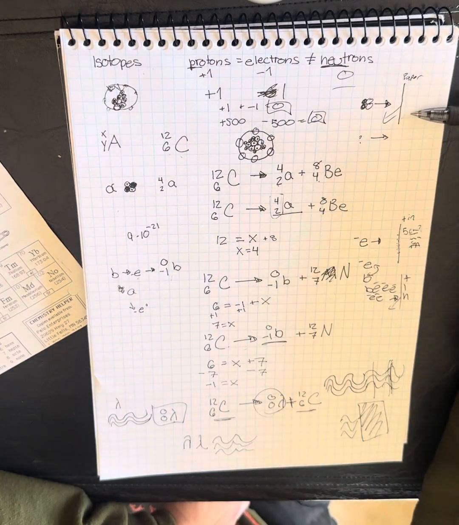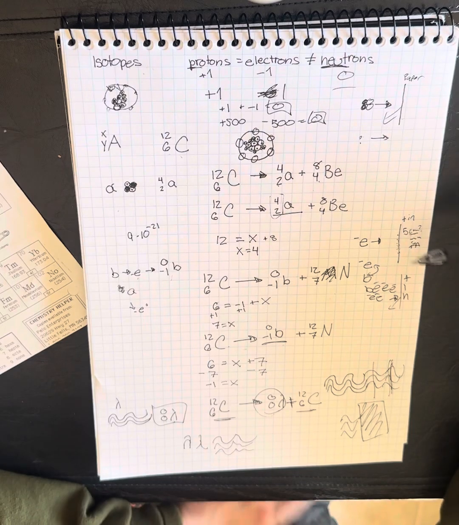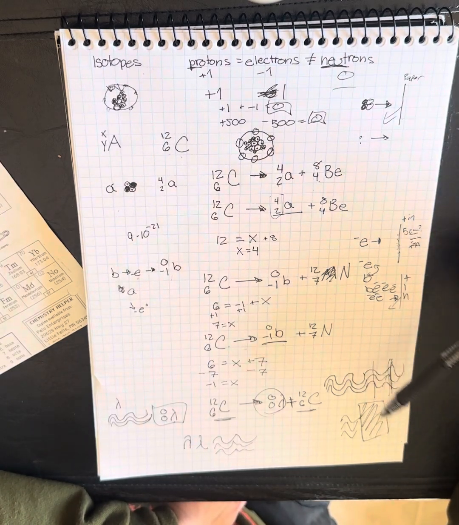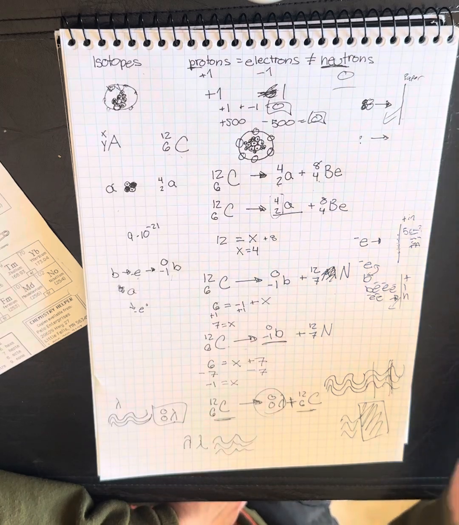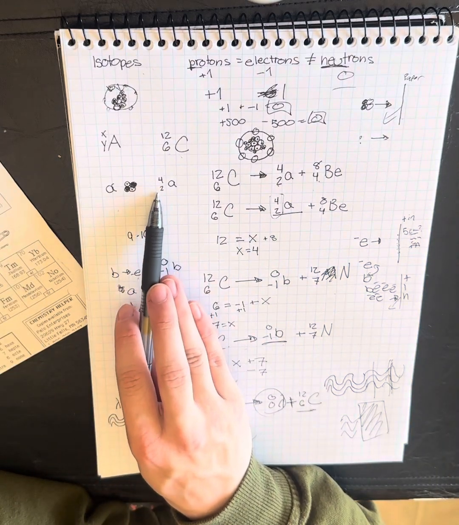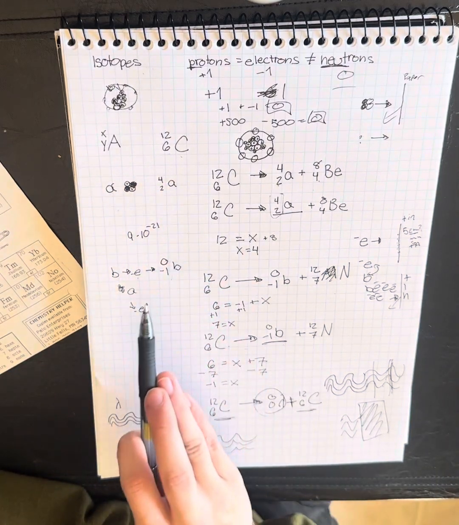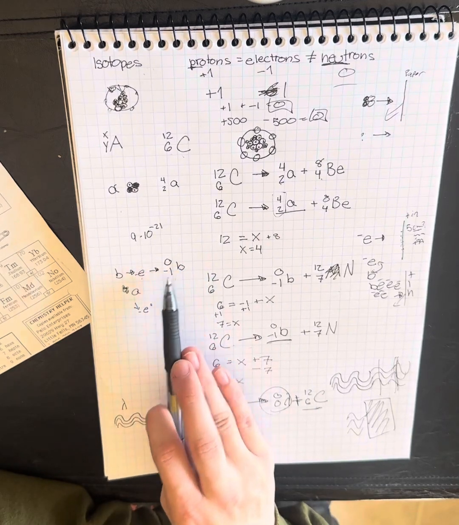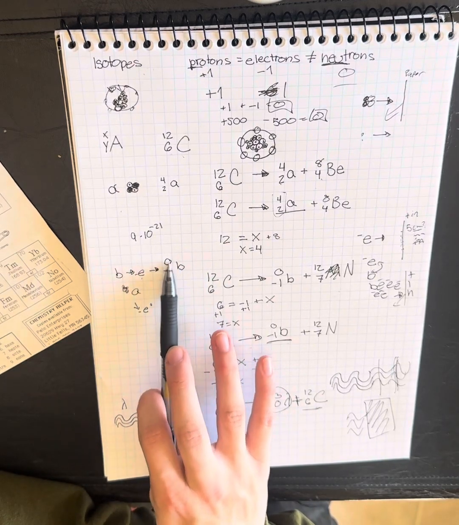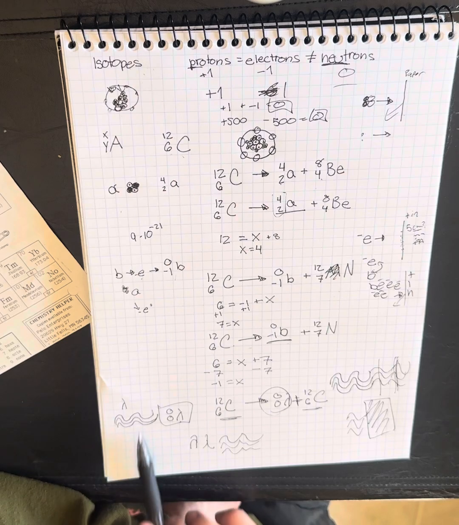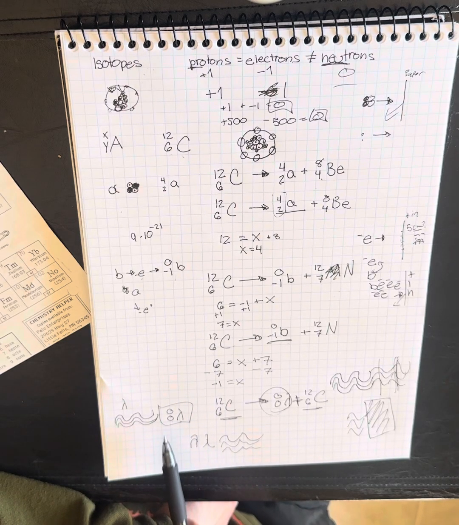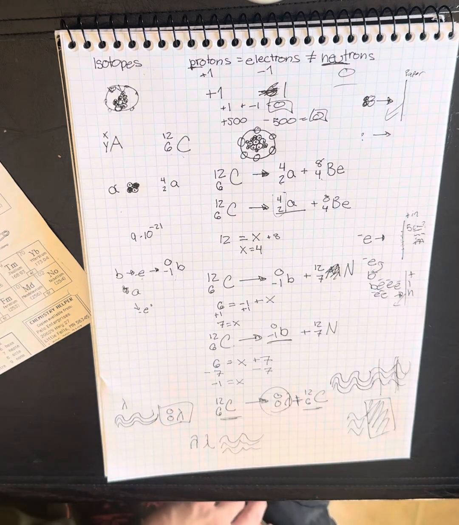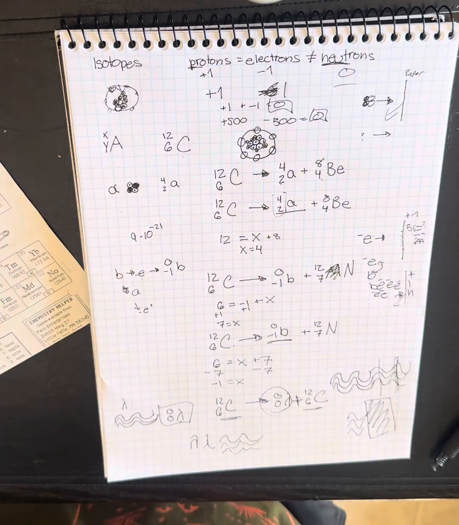So alpha gets stopped by paper, beta gets stopped by tin, gamma gets stopped by concrete, okay? Alpha is 4-2 because it's the biggest. Beta is 0, -1 because it's an electron. It has no mass and a -1 charge. And gamma, which is shaped like a wave, is nothing, okay? Ta-da! Let me know if you have any more questions.